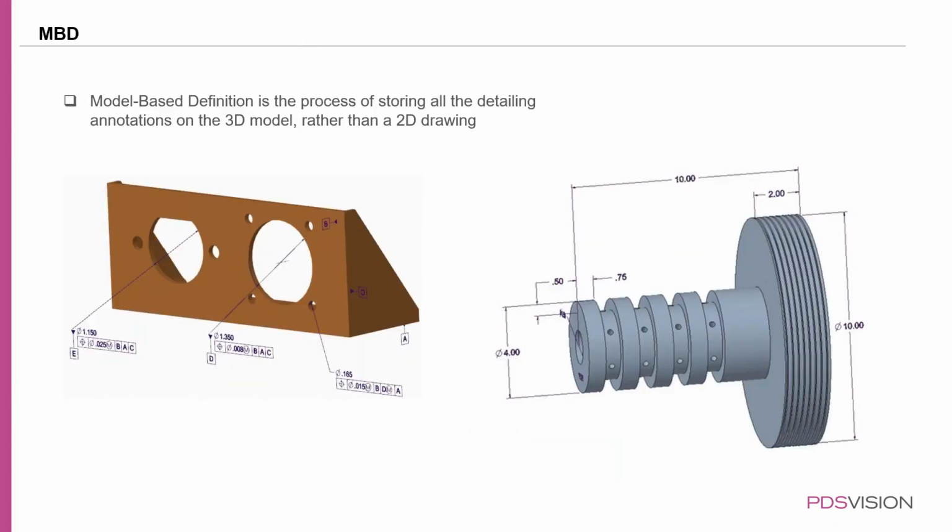So, MBD, model-based definition, is the process of storing all the detailing annotations on the 3D model rather than on a 2D drawing. If any of you are familiar with doing detailing on a drawing, this is actually going to be pretty useful, and it's also going to be something that you're somewhat familiar with already. Placing dimensions, tolerancing, datum symbols, custom symbols, surface finishes, all of that can be done directly on the 3D model. So this allows for the ability to see all the annotations on the model in a single mode and not having to create several sheets of 2D drawings.